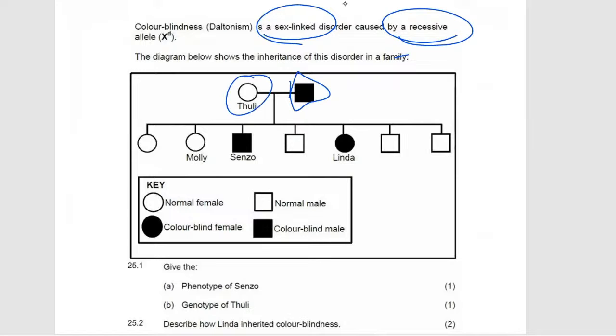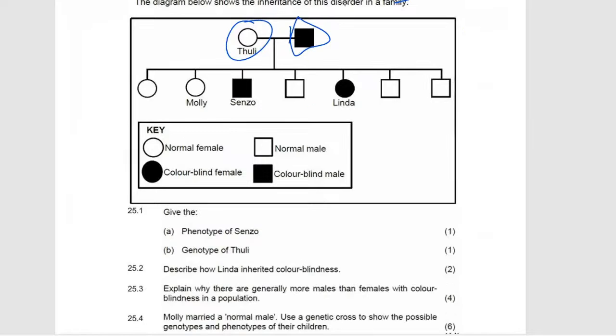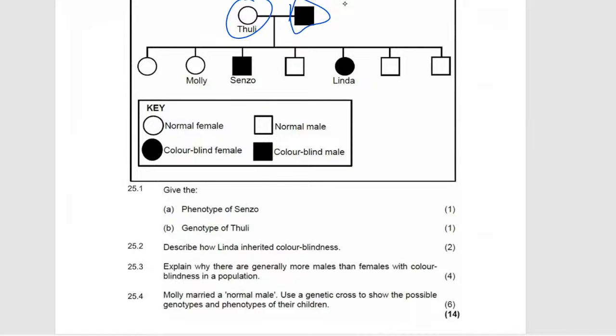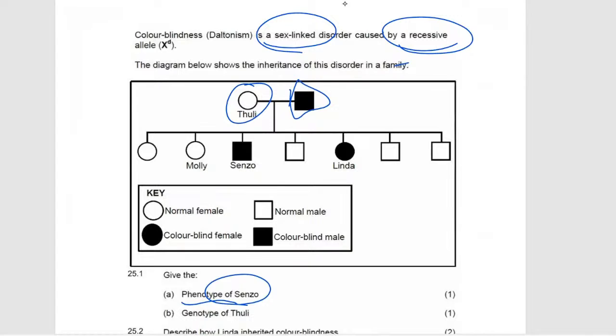A circle means a female, and again, if she's affected she's shaded, and if she's not affected she's not shaded. All right, let's find out. They're saying give the phenotype of Senzo. Senzo is shaded. Automatically, Senzo is a male.